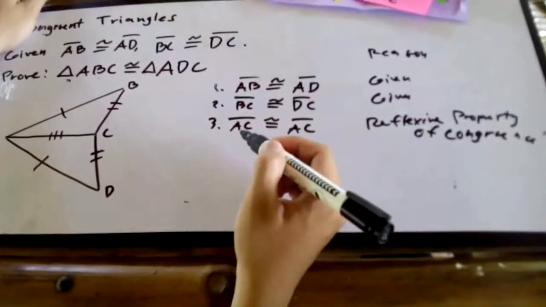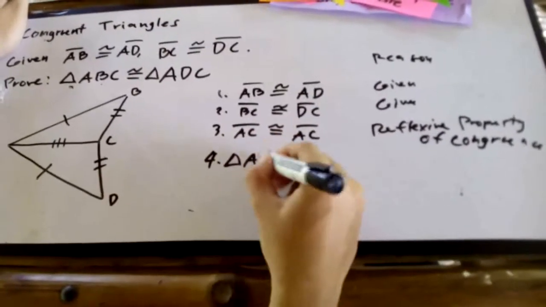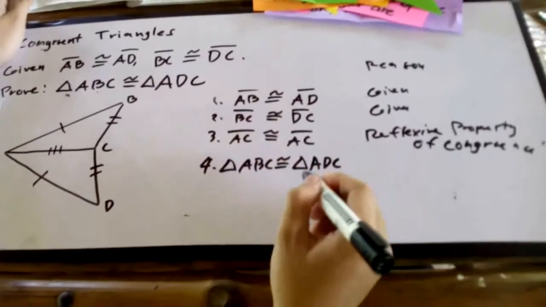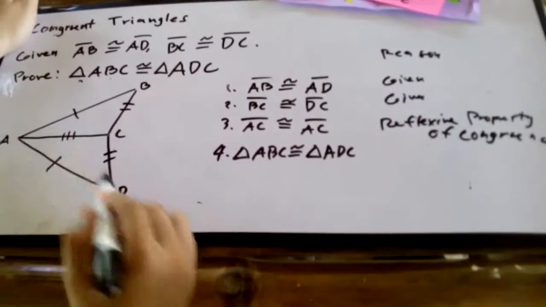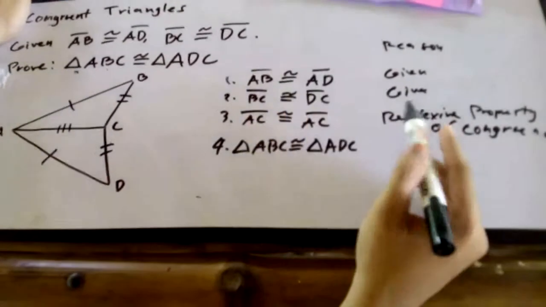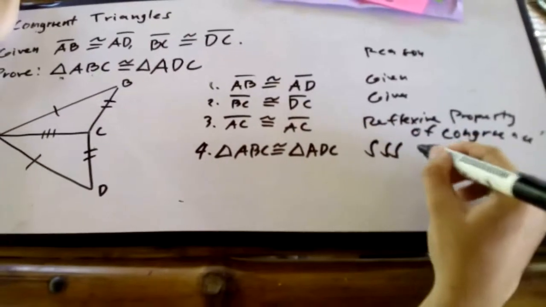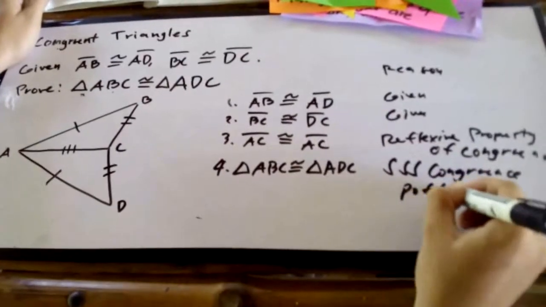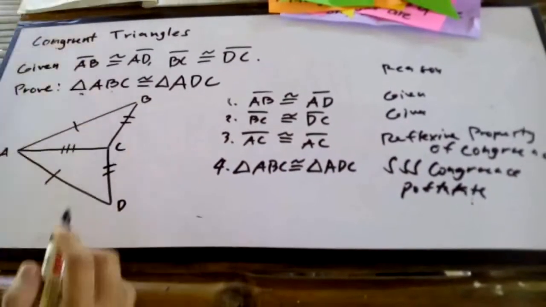The last, what do you think is the last? Of course, we can now prove that triangle ABC is congruent to triangle ADC. By what means? We can see that all sides are congruent in both triangles. So we can now say that using the side side side congruence postulate, these two triangles here are congruent.